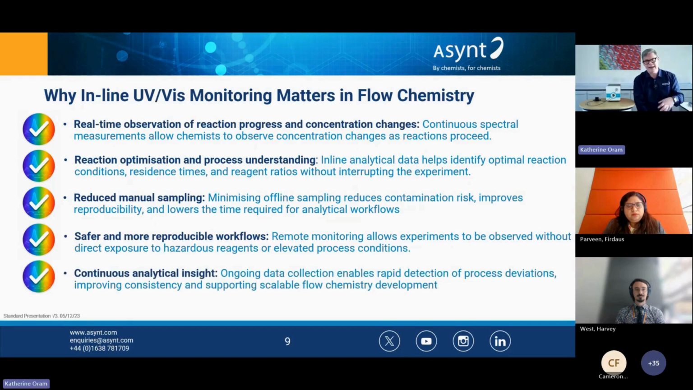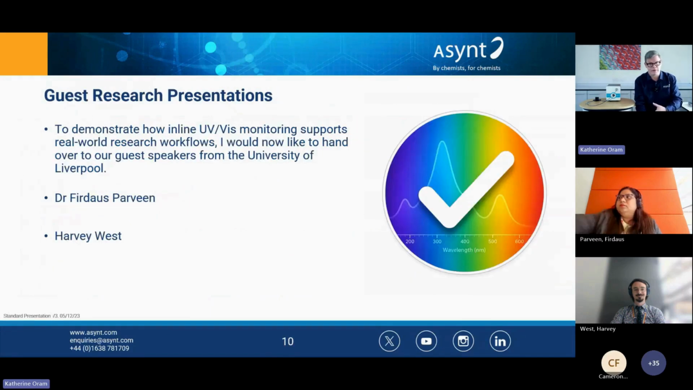And as we'll see in the next few case studies, that continuous analytical insight with continuous data collection really enables process observation. We can use this for PAT as well. So this is where that process deviation comes from. We can see any changes in our reaction continuously. So enough of me. Hopefully that was a good introduction into the advantages that we'll see.